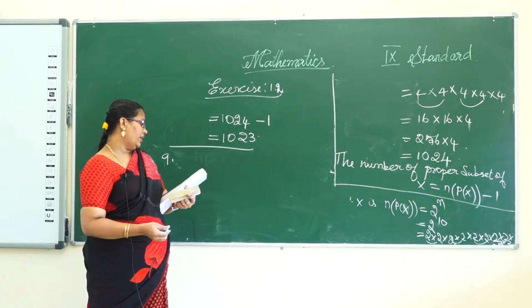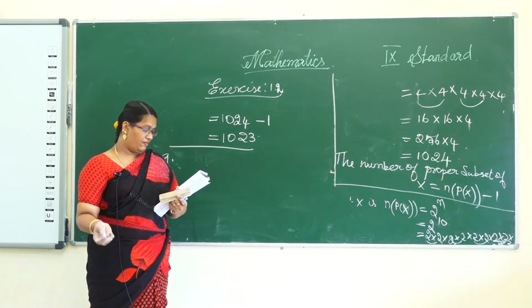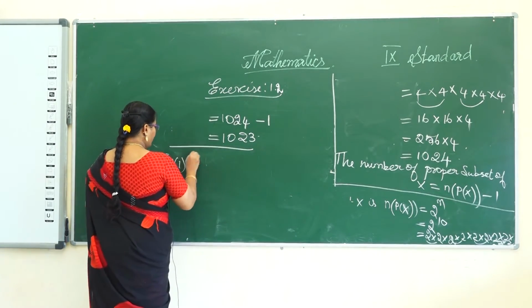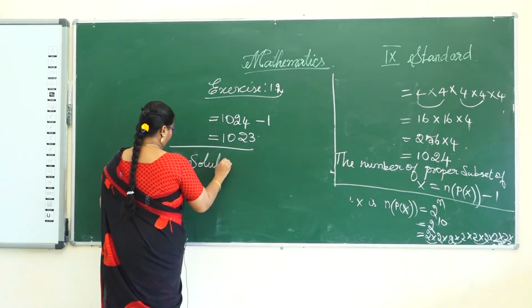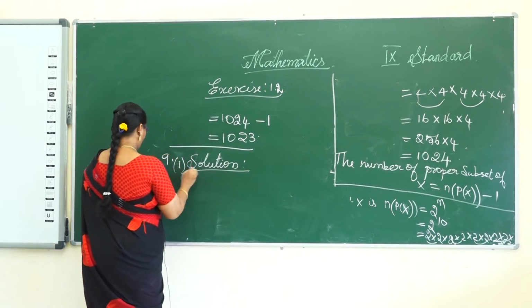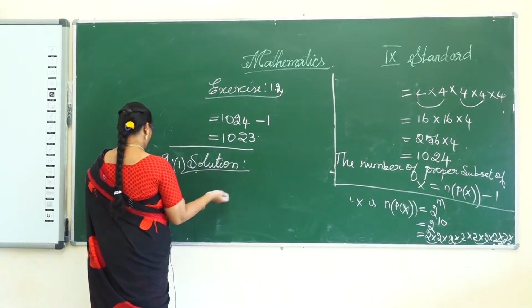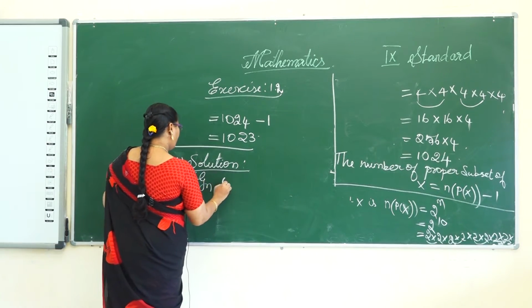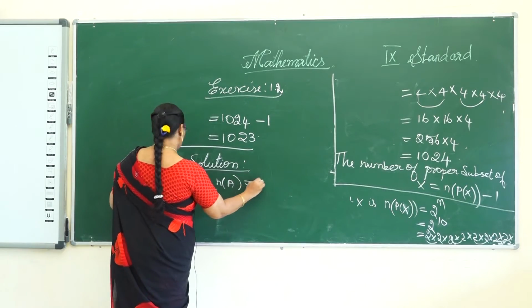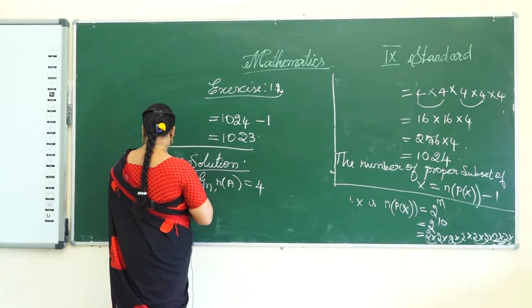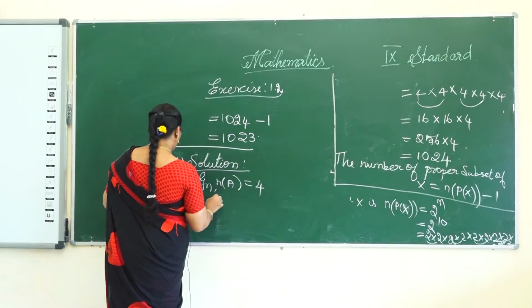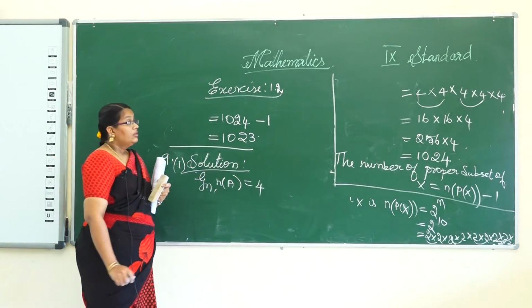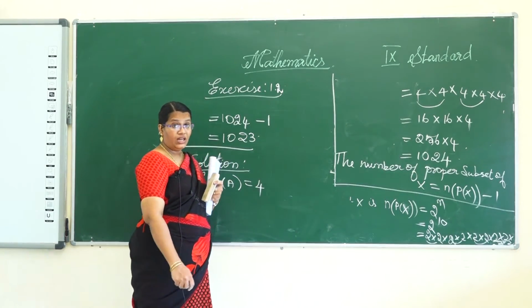First one: if n of A is equal to 4, the number of elements is given, find n of P of A. First subdivision. Given n of A is equal to 4. To find n of P of A, that means find the number of subsets.